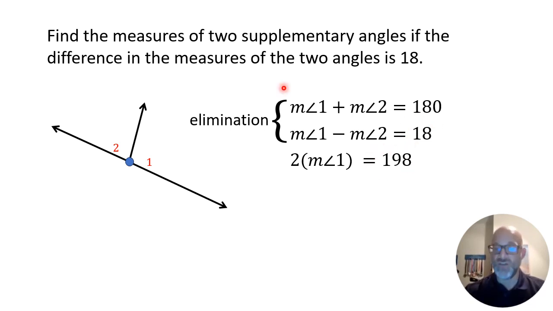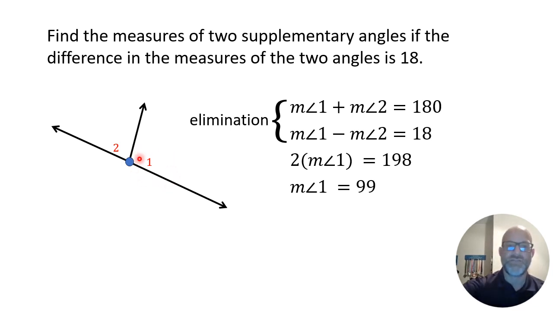What have we achieved? We have gone from two equations in two variables. The measure of angle 1 and the measure of angle 2 are two different variables, right? Two equations, two variables, to one equation and only one variable, the measure of angle 1. Much easier to solve. All right, so what do we do to both sides? Divide by 2. We get the measure of angle 1 is 99 degrees. Kind of seems right to us, right? 90 degrees would be right here. So 99 seems about right.